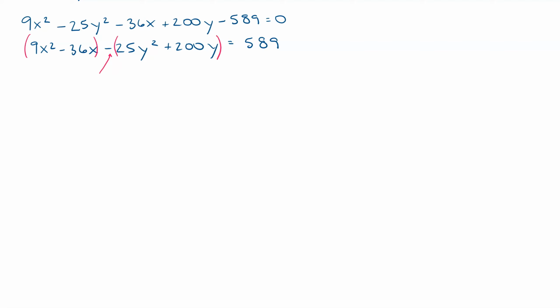So to avoid that mistake, we keep the negative with the number, and then we just bring in our own plus sign to separate the terms. So now, just like before, we're going to factor out the coefficient on the squared term, and we're going to factor out the negative with the 25.